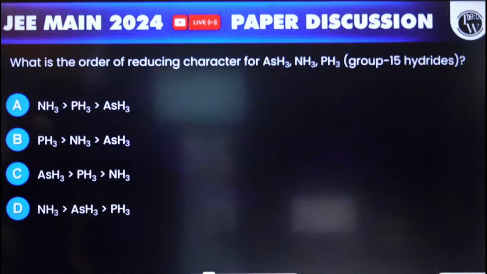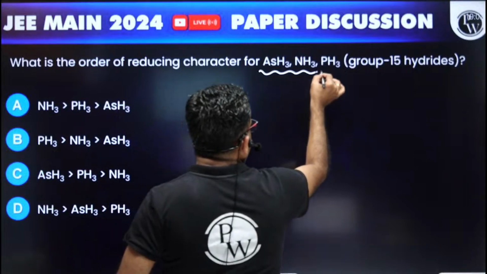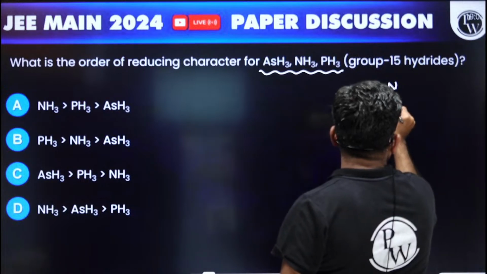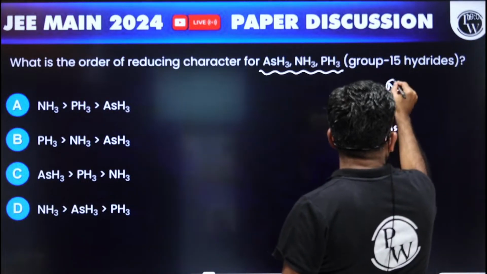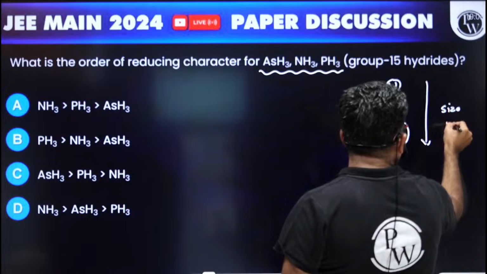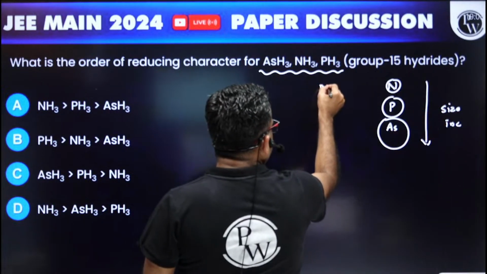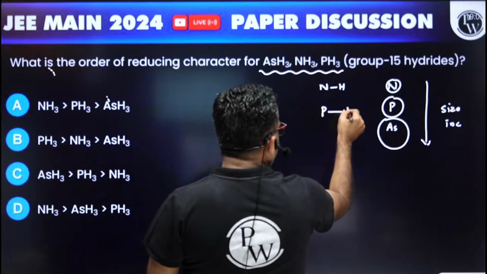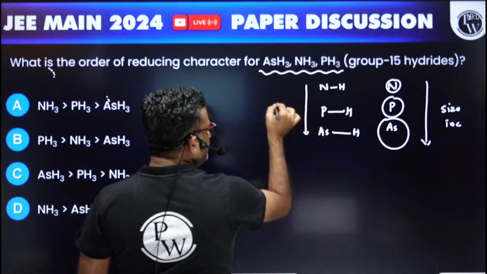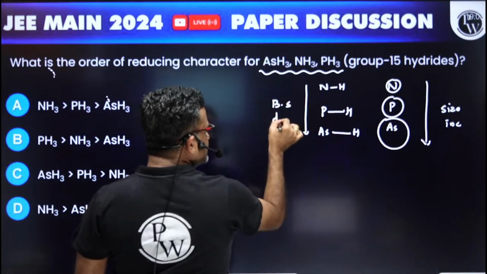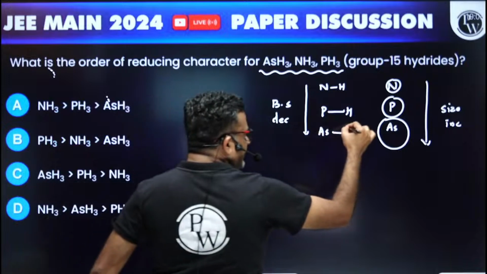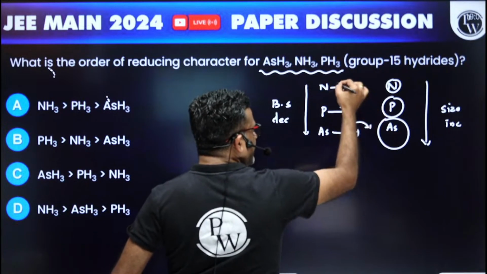What is the order of reducing character of AsH3, NH3, PH3, which are nothing but what? 15th group hydrides. So we'll come from that. Nitrogen, phosphorus, arsenic. As you come down, what happens to the size? The size is going to increase. So as a result, the bond strength between N-H, P-H and As-H goes on decreasing. The bond strength decreases as the size increases. So it would be easy to remove hydrogen here, a bit difficult here, a bit difficult here.